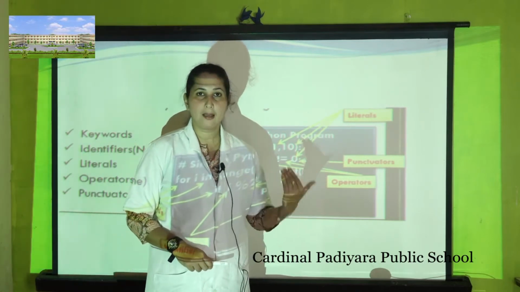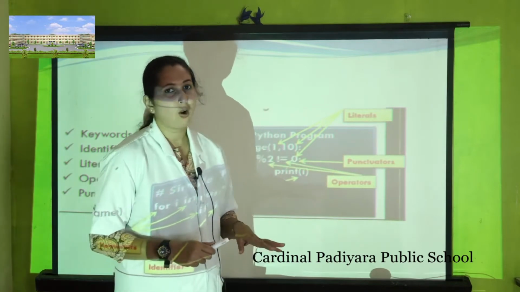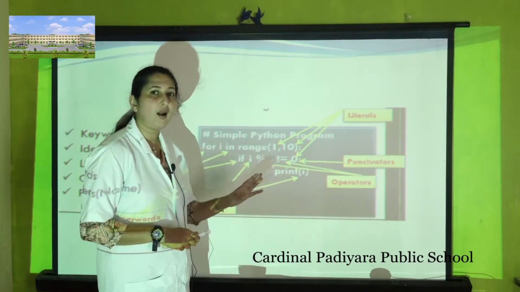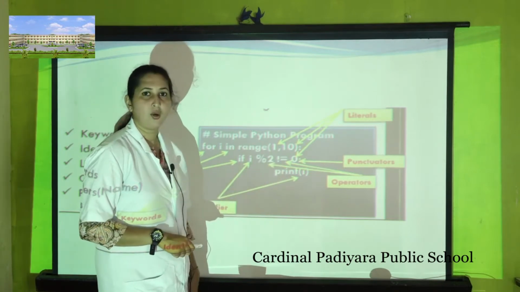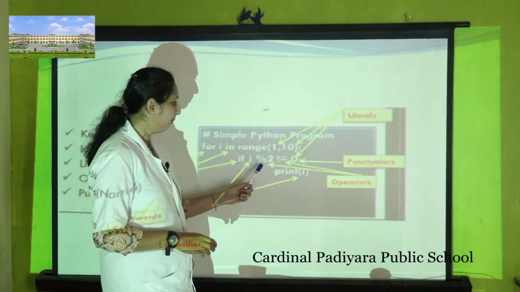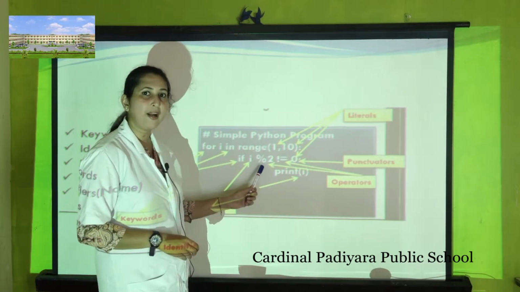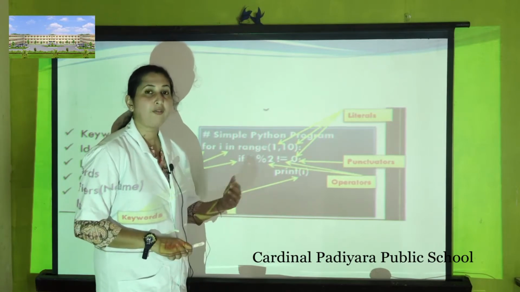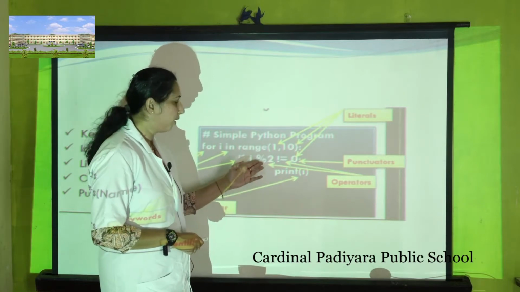Arithmetic operators are plus, minus, division and modulus. Floor division, these all are arithmetic operators. We can see that relational operators are also included here. This plus sign means arithmetic operator. Here there is no plus sign, here is modulus. That means remainder of the program. If you want to find the remainder, you have to use the modulus symbol.